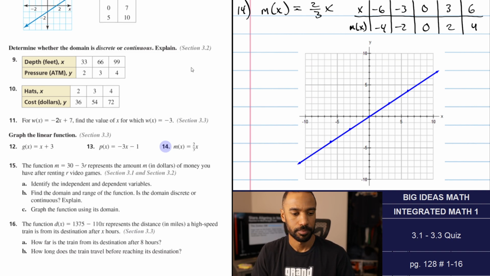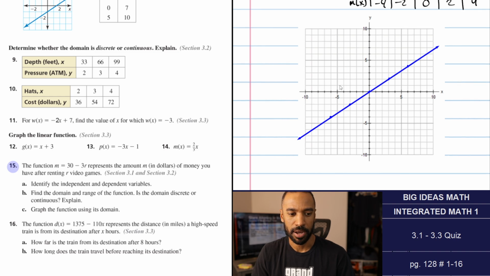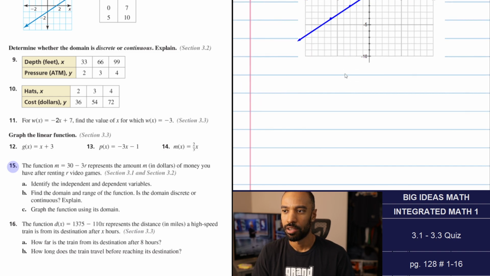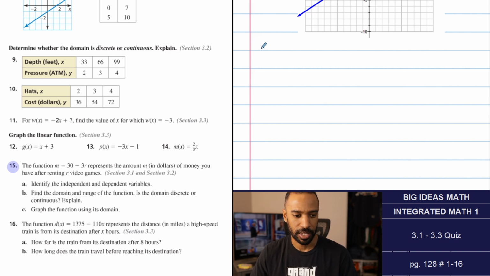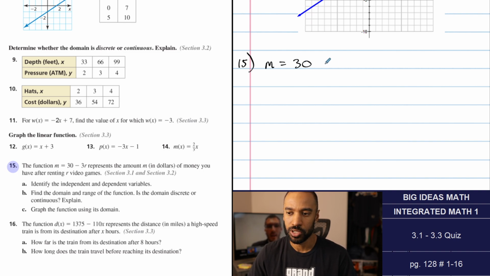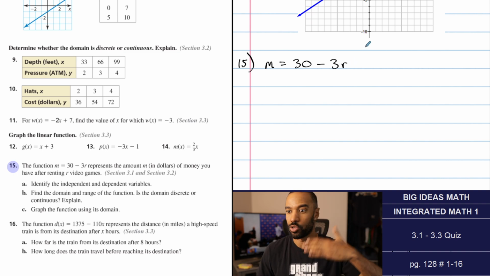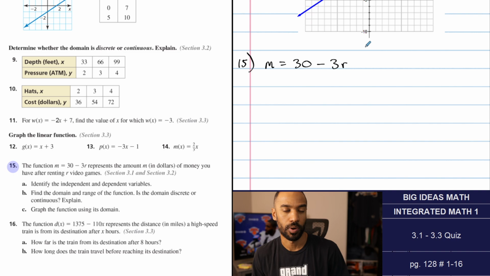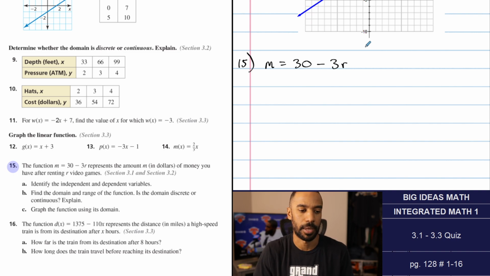Number 15 says the function m equals 30 minus 3r represents the amount m in dollars of money you have after renting r video games. So the way that I'm interpreting it, because it doesn't sound like they're having us actually interpret, is, here's my money. I start with $30, and it looks like I'm subtracting. Looks like I'm spending $3 for every video game that I rent, and r is the number of video games that I rent. That way, when r is 1, I subtract 1 multiple of 3. When r is 10, I subtract 10 multiples of 3, things like that.